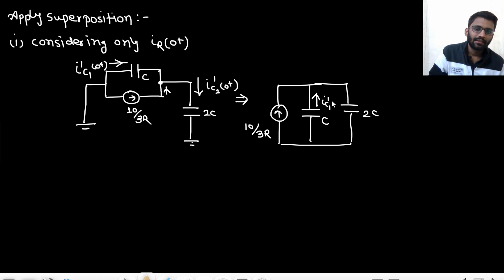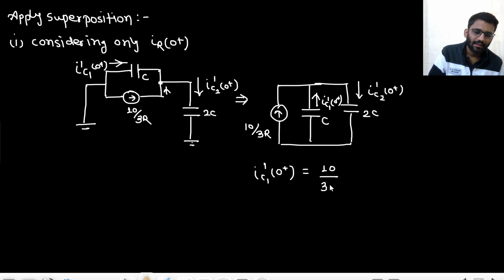IC1 dash 0 plus, and in the same direction IC2 dash 0 plus is there, right? And this is your IC2 dash 0 plus. So tell me, what will be your IC1 dash 0 plus? That will be 10 by 3R. The current is always divided in proportion, not in inverse proportion, right? Current is always divided in proportion of the capacitance. So 1 by 3. But a negative sign will be there because the current direction will be like this. So minus 10 by 9R.